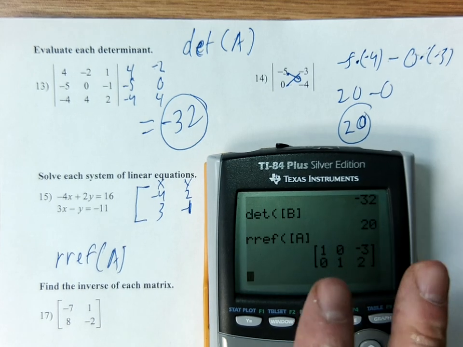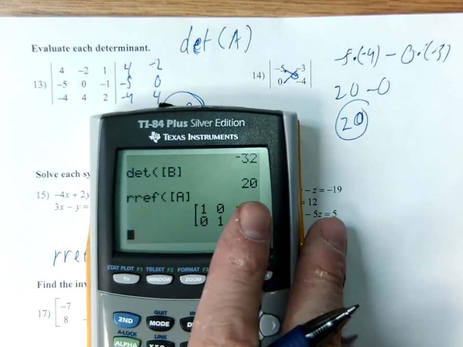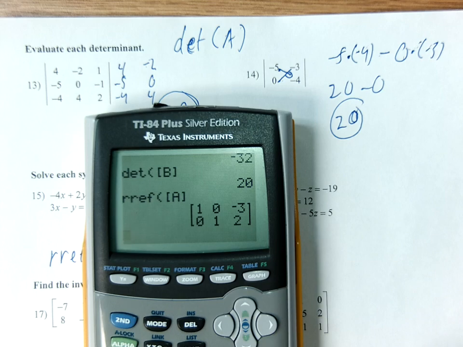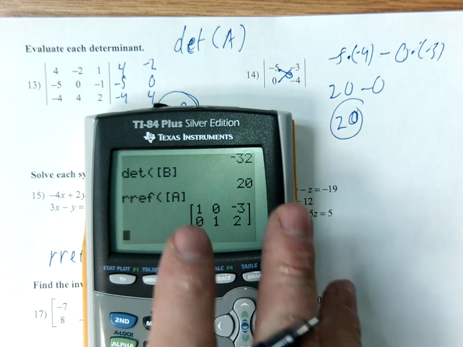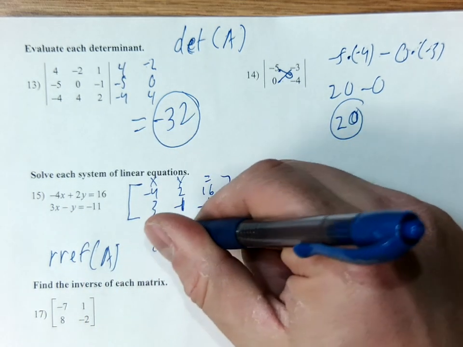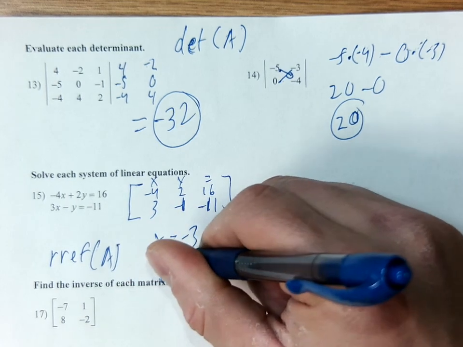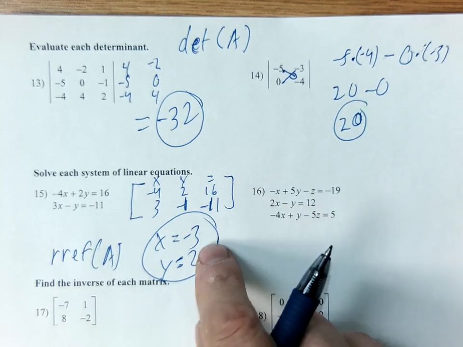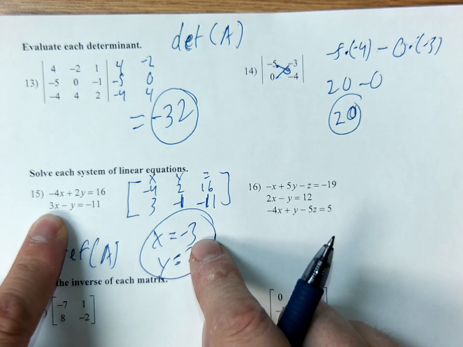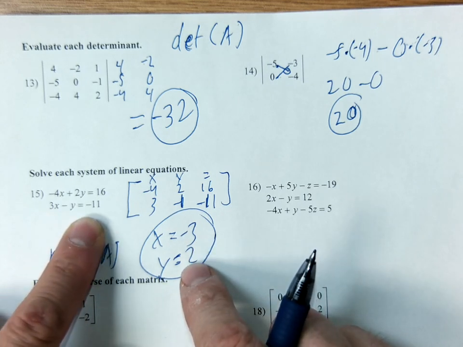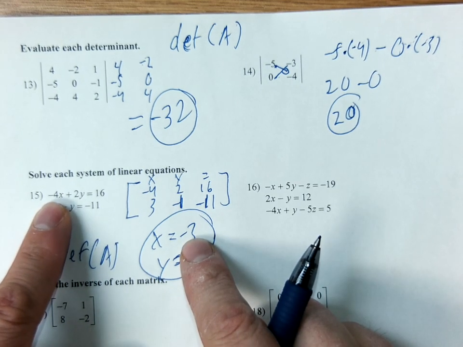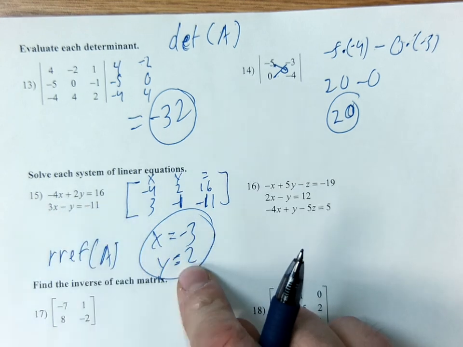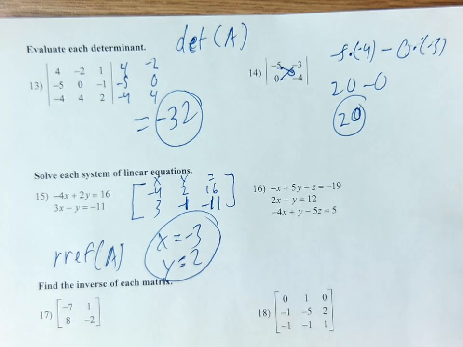X is negative 3 and Y is 2. Sorry you couldn't see that. So I was going through it, but again we're using RREF. So X is negative 3 and Y is 2. It's very easy to check your work here. You can put negative 3 in for x, negative 9, minus 2 is negative 11, positive 12, plus 4 is 16. Put negative 3 in for x, put 2 in for y.